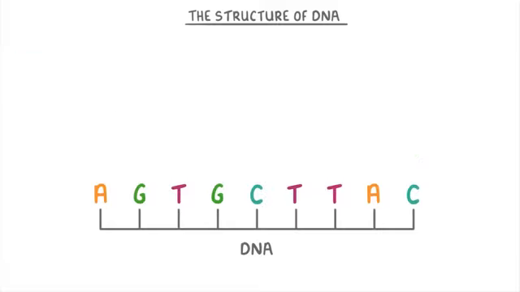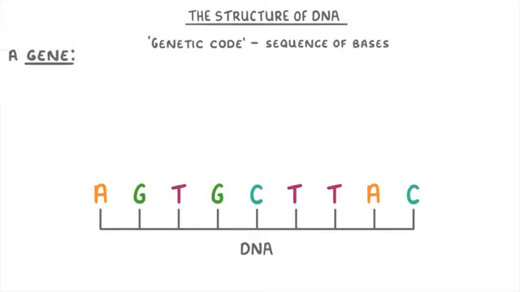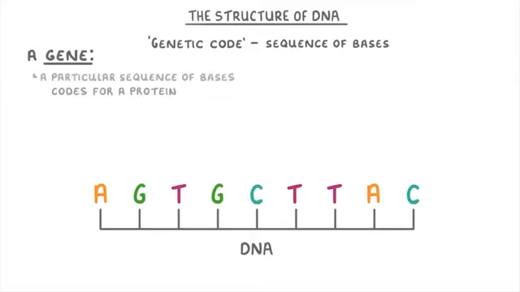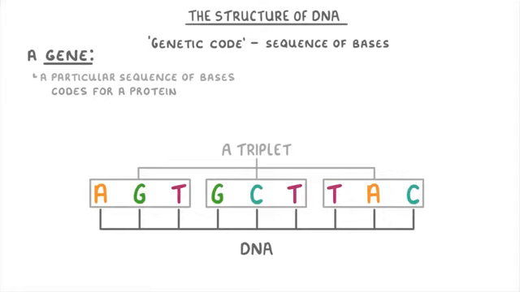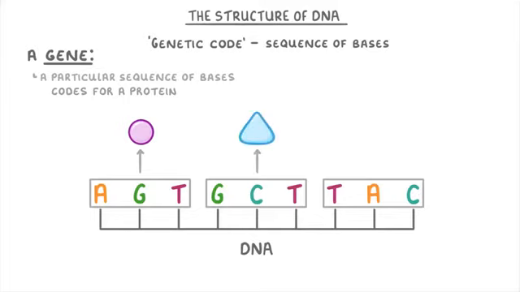As a last point, whenever you hear the term genetic code, it's the sequence of bases that they're talking about. And a gene is just a particular sequence of bases that codes for a particular protein. To do this, each group of three bases is called a triplet, and codes for a specific amino acid. For example, AGT would code for one amino acid, while GCT might code for a different one, and TAC would code for a third.